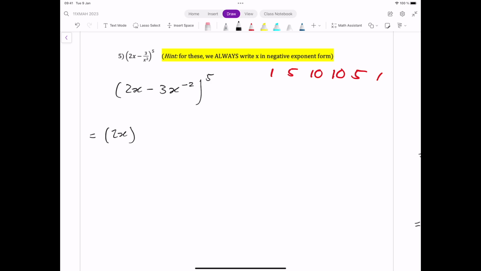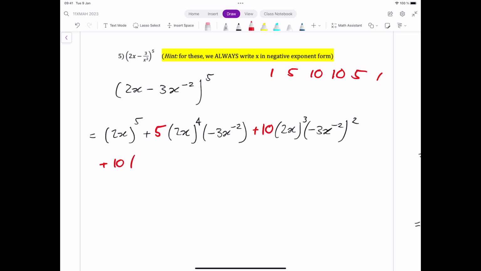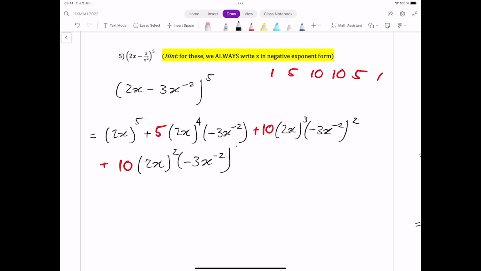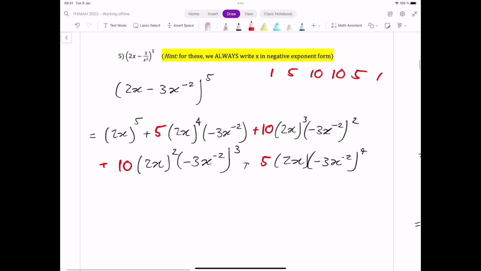So our first term is going to be 2x to the power of 5 plus 5 times by 2x to the power of 4 minus 3x to the minus 2, plus 10, 2x cubed minus 3x to the minus 2 squared this time, plus 10, 2x to the power of 2 minus 3x to the minus 2 cubed this time, plus 5, times by 2x, times by minus 3x to the minus 2 to the power of 4, and plus our last term, nice and easy, plus minus 3x to the minus 2 all to the power of 5.